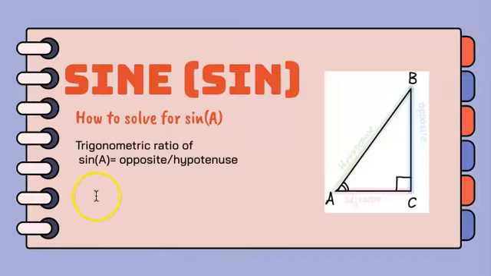Sine. How to solve for sine or sin of A? The trigonometric ratio of sine A equals opposite over hypotenuse. We can see this over here when looking for angle A, which is this one over here. And then we're going to go opposite of this angle, which would be this side over here, and then the hypotenuse, which is right across the right angle, which is this one over here. To solve for sine, we use opposite over hypotenuse.